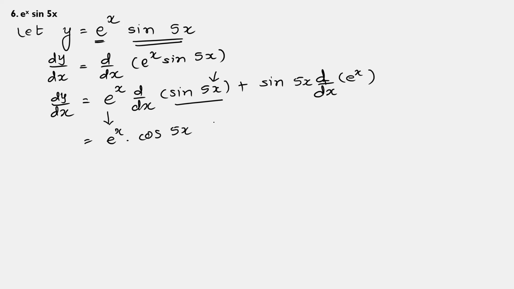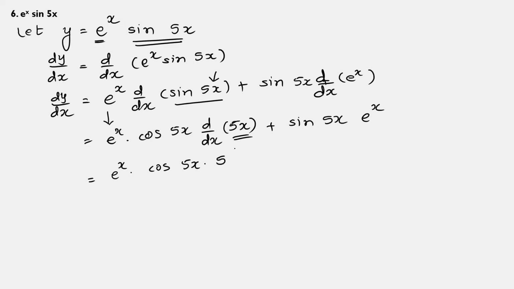But as we have to apply the chain rule, this angle will be again under the derivation. So it is sine 5x as it is, e to the power x ka e to the power x. So that is how e to the power x into cos 5x into 5x ka 5, because dx by dx is 1. So 5 as it is, plus sine 5x into e to the power x.